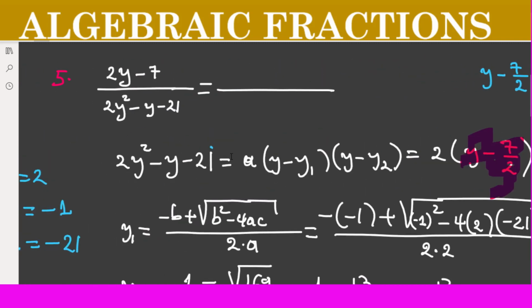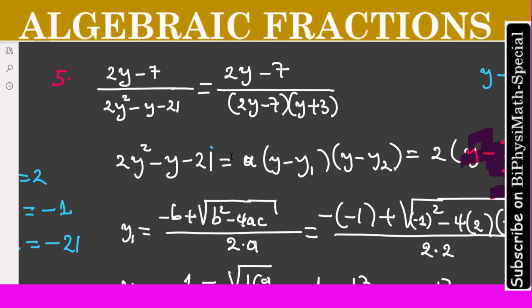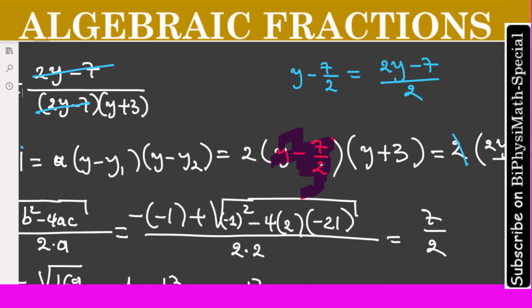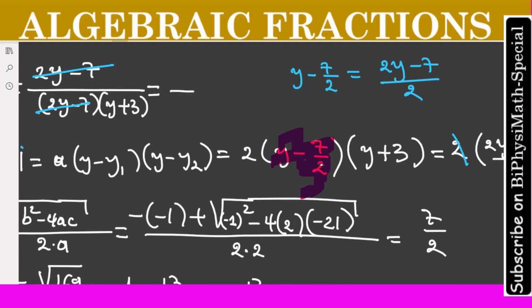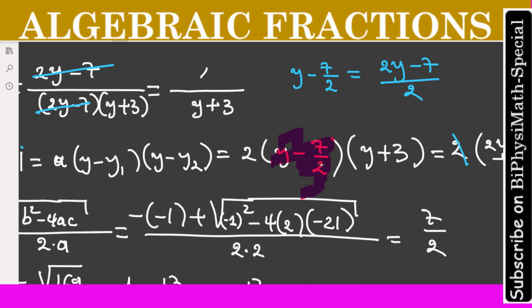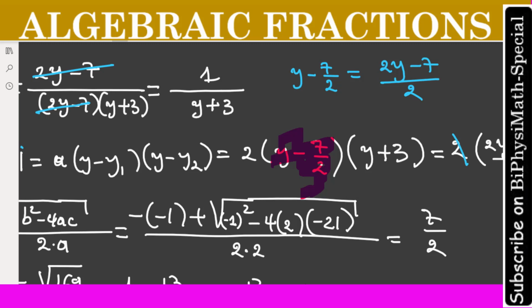Now write 2y minus 7 over 2y minus 7 over y plus 3. See this and this cancel, we get y plus 3 over 1.